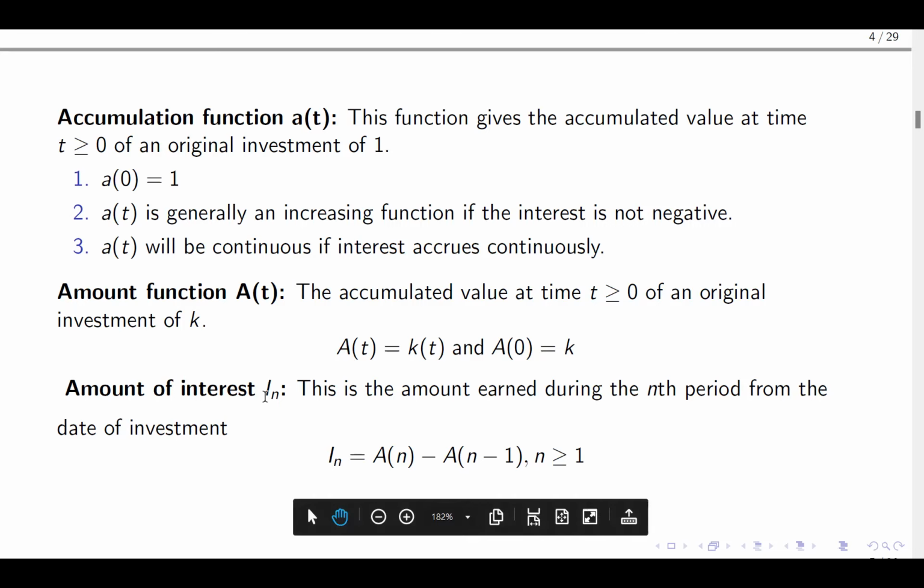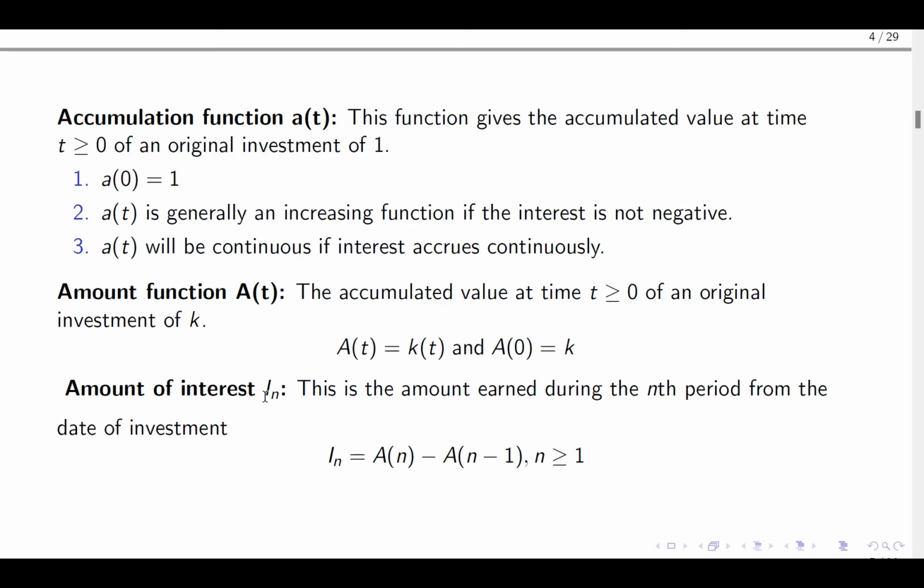So you can choose any two periods in the course of your investments. If you are doing a 10-year investment, you may be interested in finding out what is my amount of interest in the second year. So that will be the accumulated amount at the end of the second year minus your accumulated amount at the end of the first year. Okay.